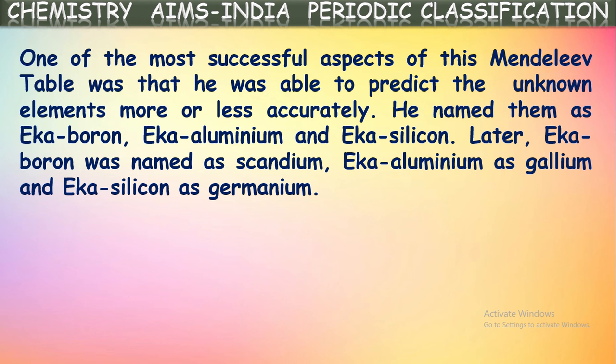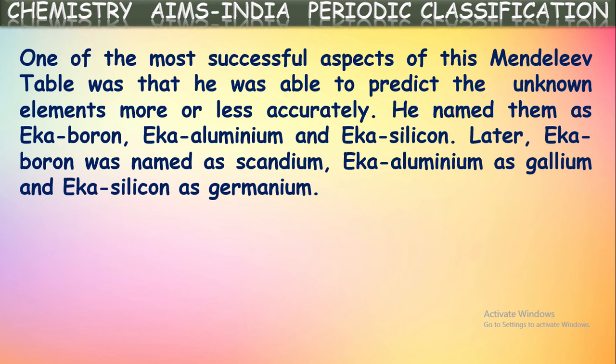One of the most successful aspects of Mendeleev's periodic table was that he was able to predict the unknown elements more or less accurately. Yes, not only arranging all the available elements into one table, he could predict some elements which they didn't come to know yet, the elements which are still to be found.